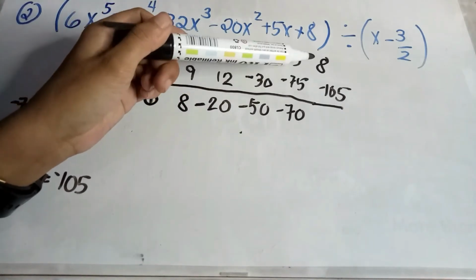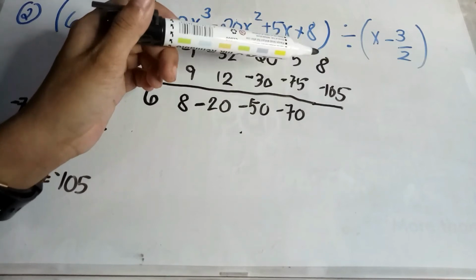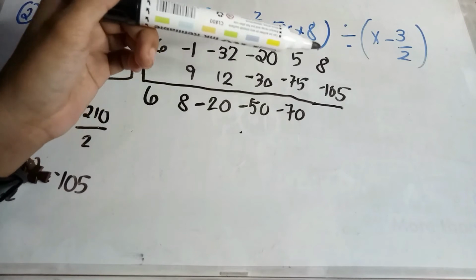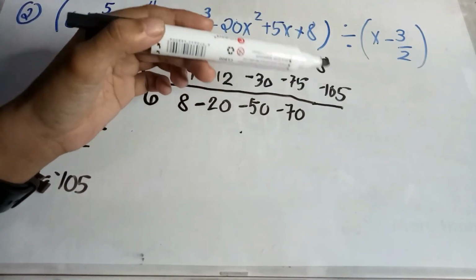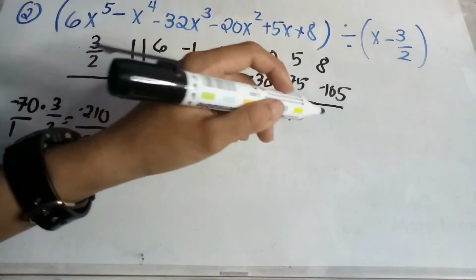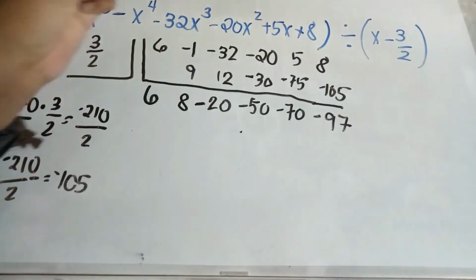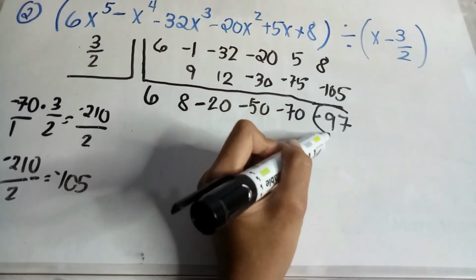Then 8 plus negative 105, different sign, subtract. So we have 105 minus 8, and that is 97. Then copy the sign of the larger number, which is negative. So we have negative 97. So the remainder is negative 97.